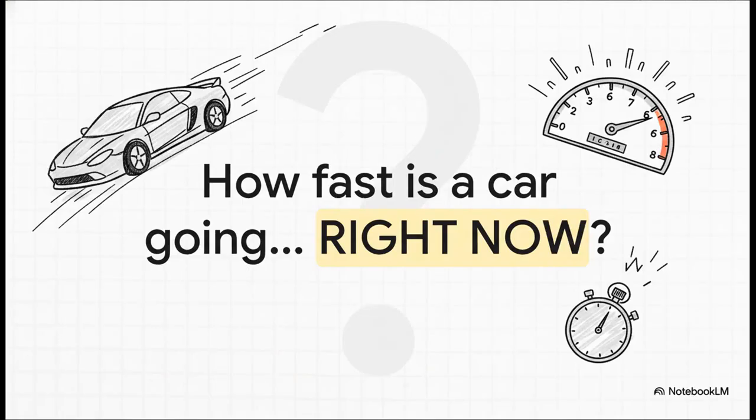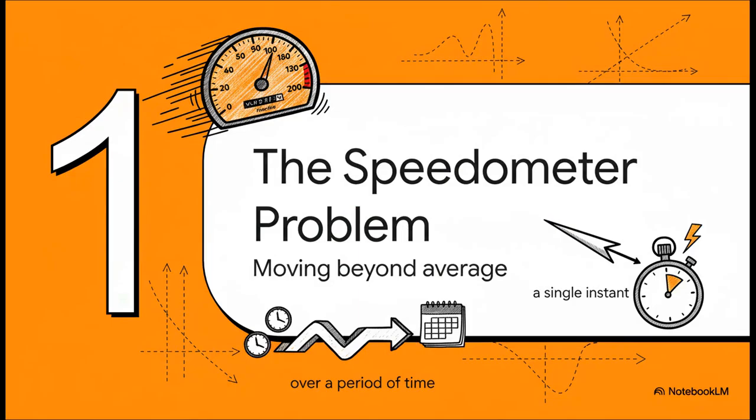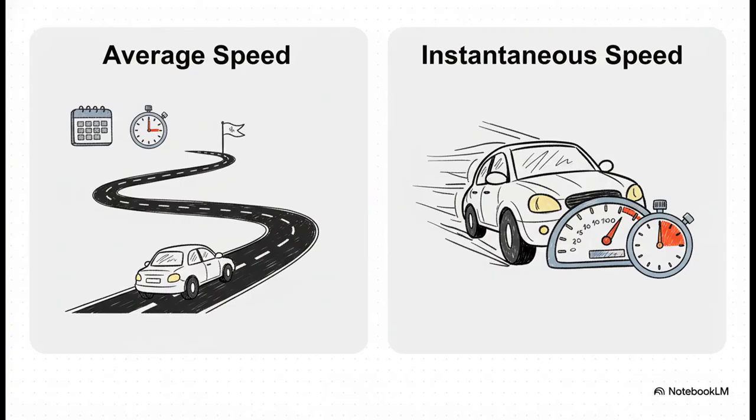Okay, so let's just dive right in with a question that sounds super simple but is surprisingly tricky to get your head around. If you're driving a car, how fast are you going? Not over the last minute, but right now, at this single fleeting moment. And this brings us to what's often called the speedometer problem. It really gets to the heart of the difference between measuring something over a stretch of time versus measuring it in one specific instant.